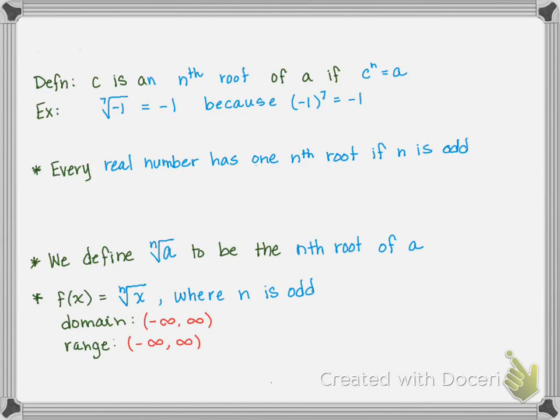Because if n is odd, we can take the nth root of a negative, we can take the nth root of a positive, we can take the nth root of 0.